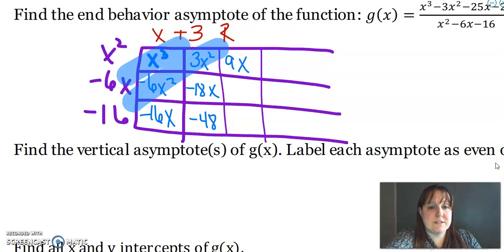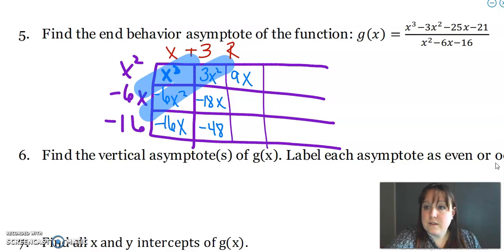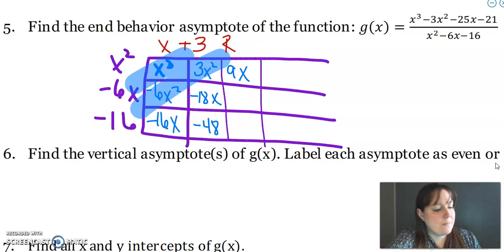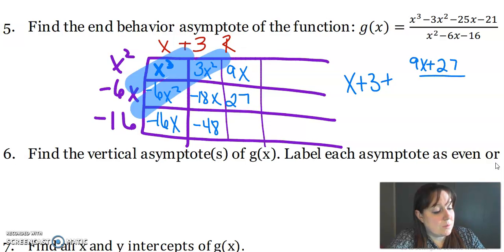And so we have 9x, that'll give us our negative 25x. And then we need negative 21. Is that negative 21? Yep, we need negative 21. So we have negative 48. So is that positive 27? Yeah. So in the end, when we divide these two, we get x plus 3 plus 9x plus 27 as a remainder, and so we write a remainder over x squared minus 6x minus 16.